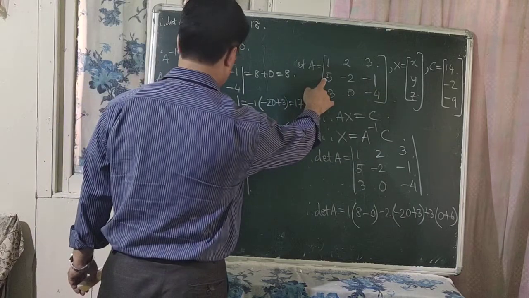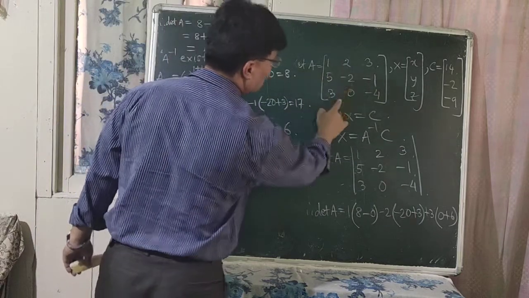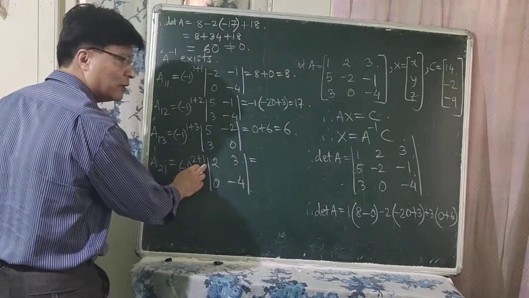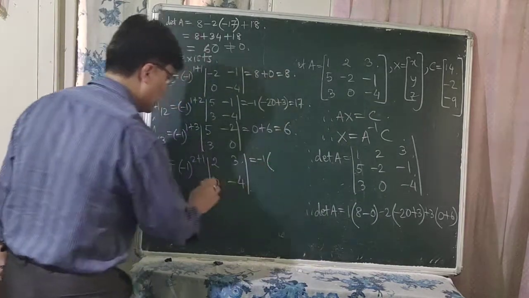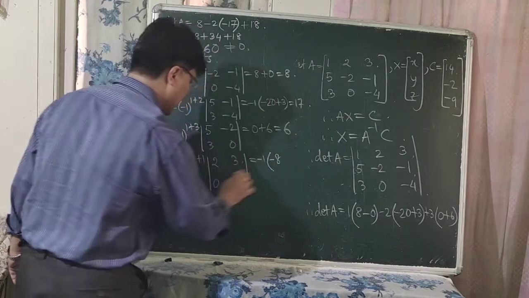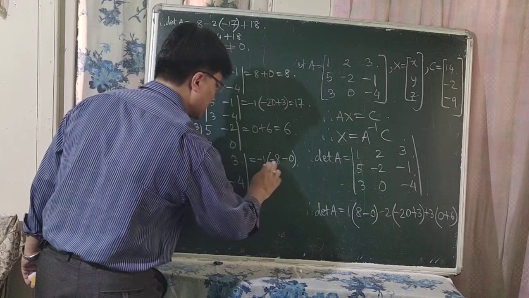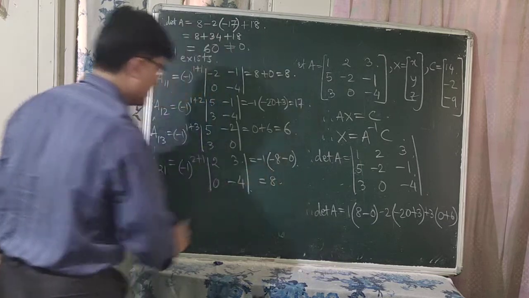Cofactor of this 5, isn't it? So 2, 3, 0, minus 4. Which is equal to what? Minus 1 whole cube, minus 1, and within bracket minus 8 minus 0, which is equal to how much? Minus 8 into minus 1, that is plus 8.